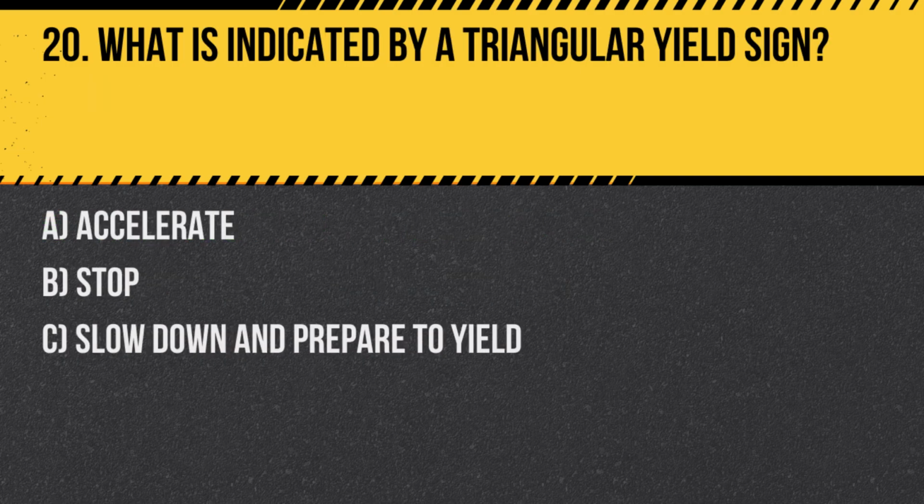Question 20. What is indicated by a triangular yield sign? A. Accelerate. B. Stop. C. Slow down and prepare to yield.